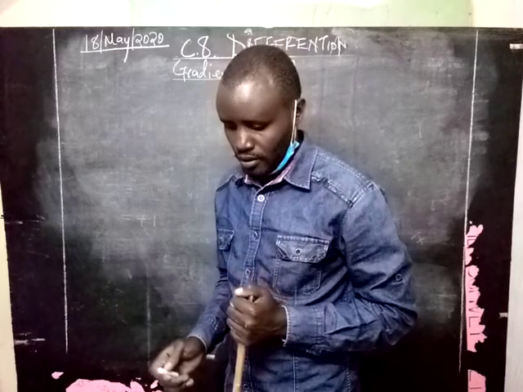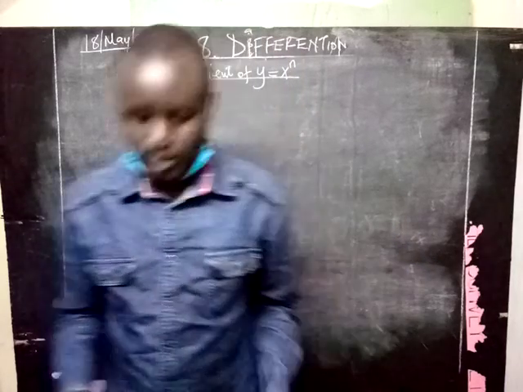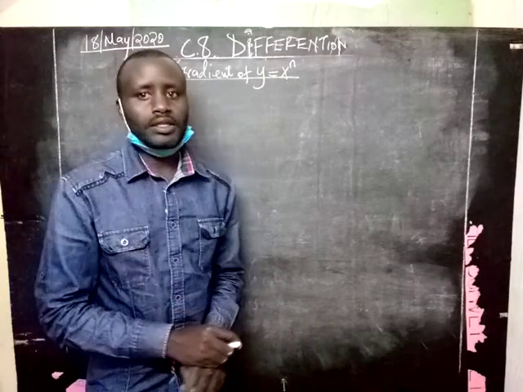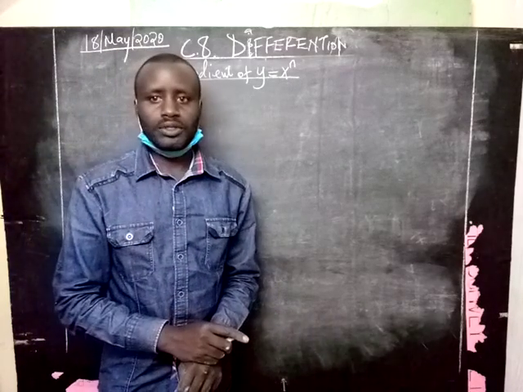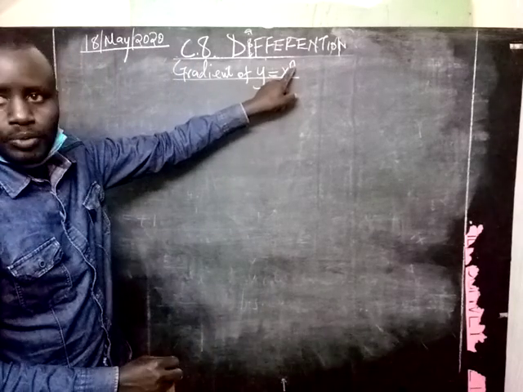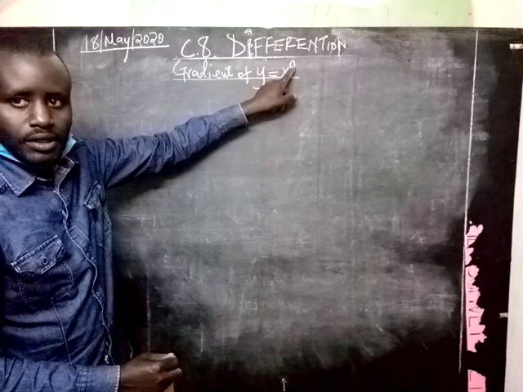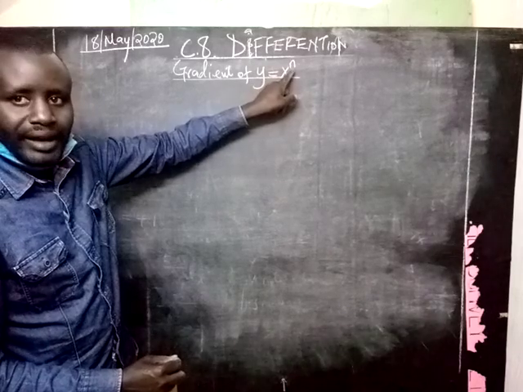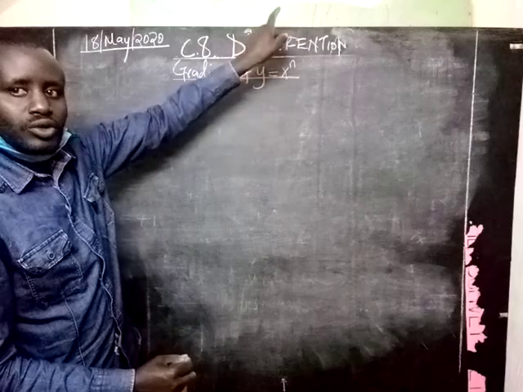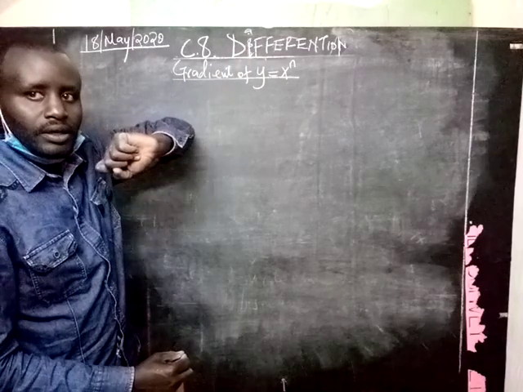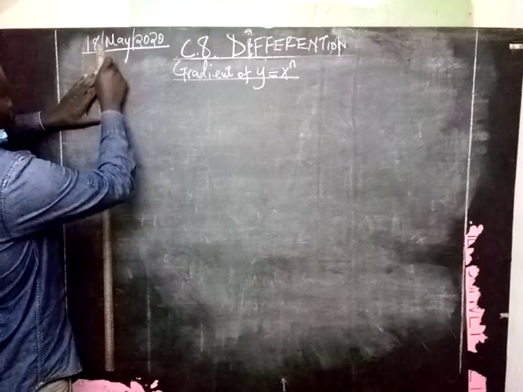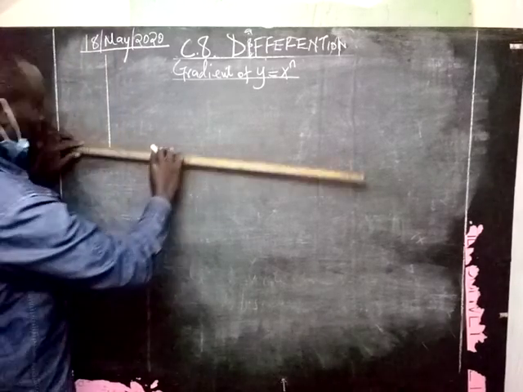So we are moving on to the gradient of y equals x raised to n, where n is a positive integer. You still remember integers, and this n is positive. It's not negative in this case. So y equals x raised to n, and n is our positive integer. Now there is one concept that I want us to go through here.